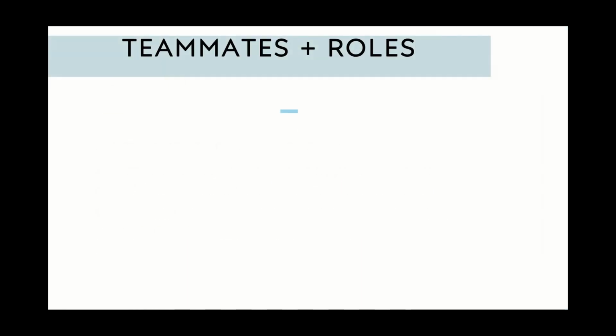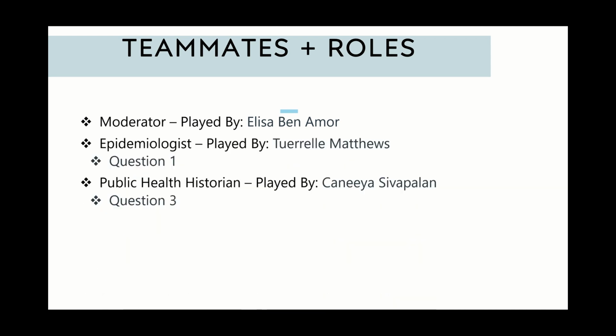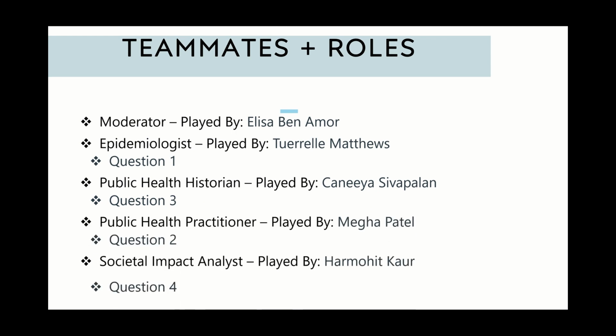Before diving into questions and answers, just a fun way to present all of this information, each teammate has taken on a role, as it is well known that epidemiology has many different career paths along with public health as well. So each teammate has picked a different career path and they will be playing their role accordingly. The moderator will be played by Elisa, the epidemiologist will be played by Tuerrelle, the public health historian will be played by Caneeya, the public health practitioner will be played by Megha, and the social impact analyst will be played by Harmohit.